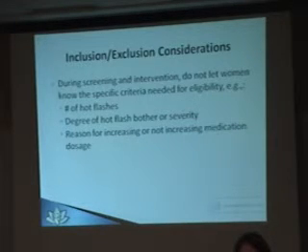Also, you can't tell them that they have to be bothersome or severe or whatever. I mean, we really want this to be truly how she's feeling. This is the number she's having, and they're bothering her or not. If they're not, then she's not eligible.